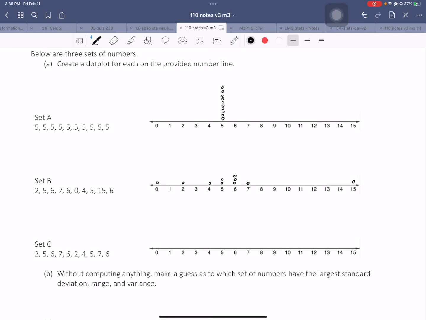All right, so this one should look like this. You have some values all the way at the very ends, whereas the first one, they're all stacked. Let's see what the third one looks like.